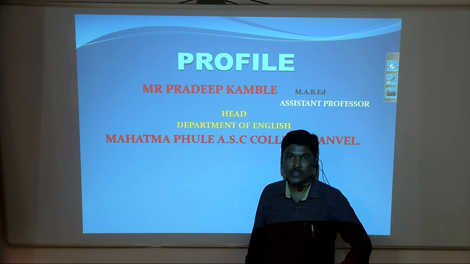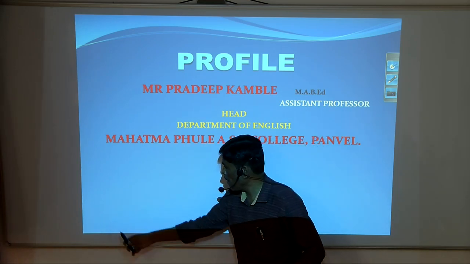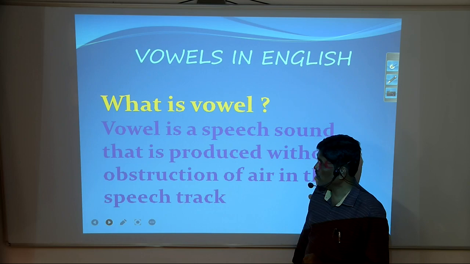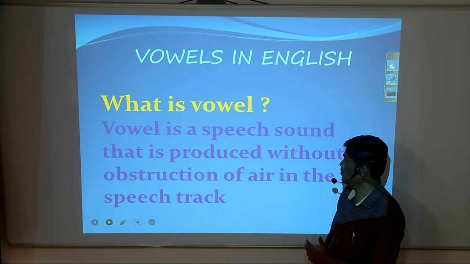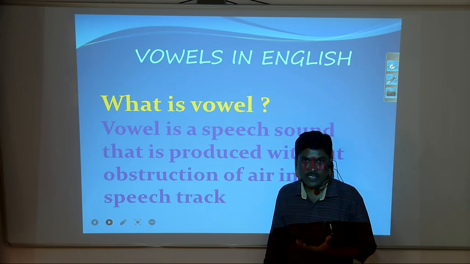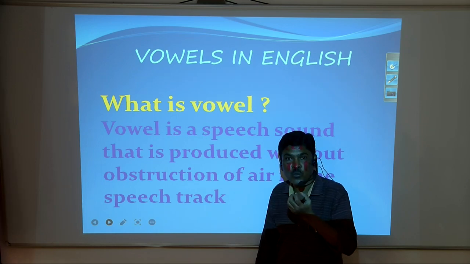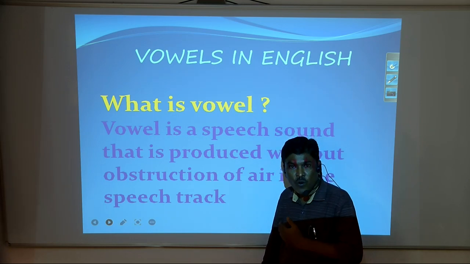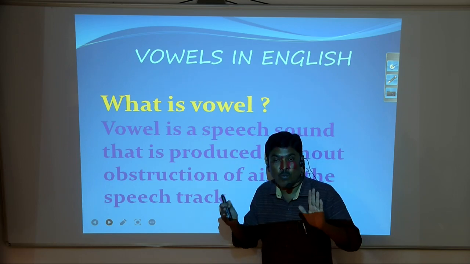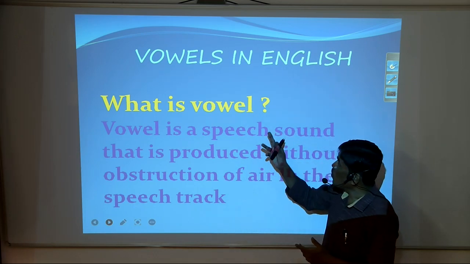Today we are going to learn vowels in the English language. See, what is meant by a vowel? A vowel is a speech sound that is produced without obstruction of air in the speech tract, meaning having no obstacle while producing the sound. A vowel sound is produced very smoothly, meaning the air from the lungs passes through the mouth and sometimes the nasal cavity without any obstacles. There is no kind of hissing or buzzing sound. That is called a vowel sound.